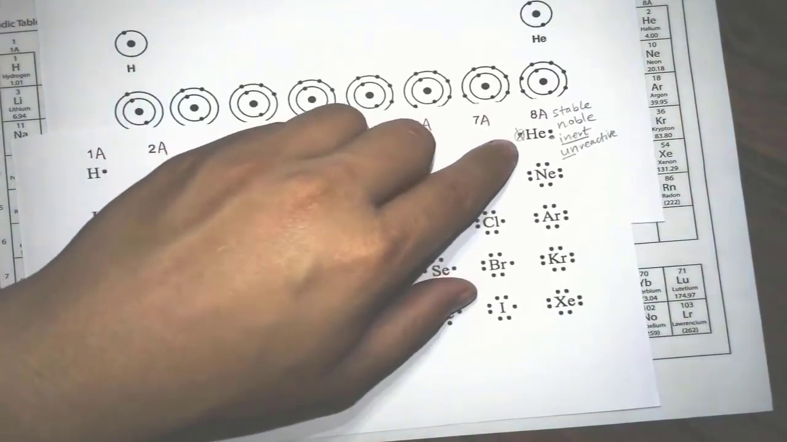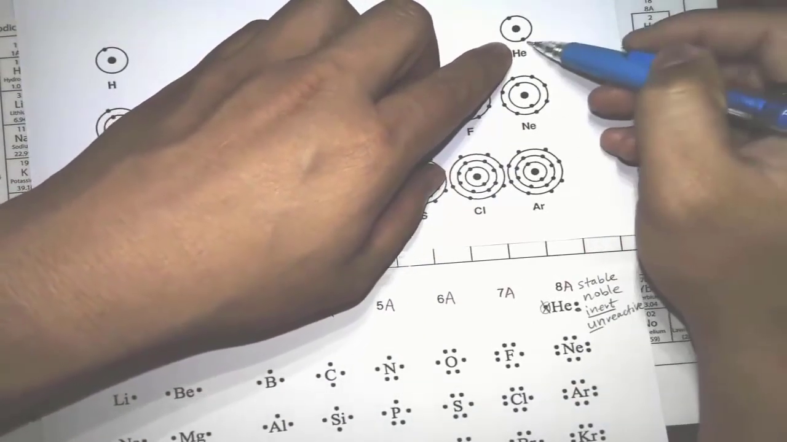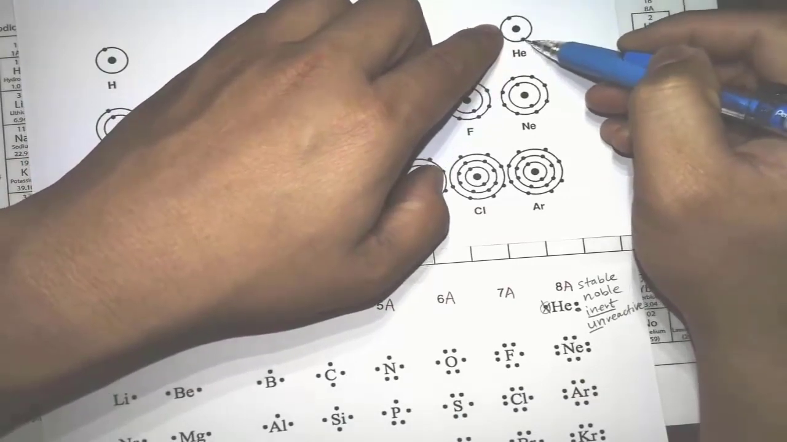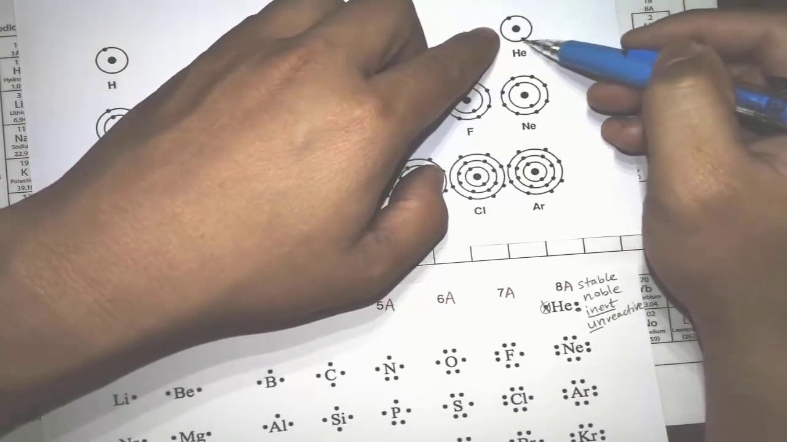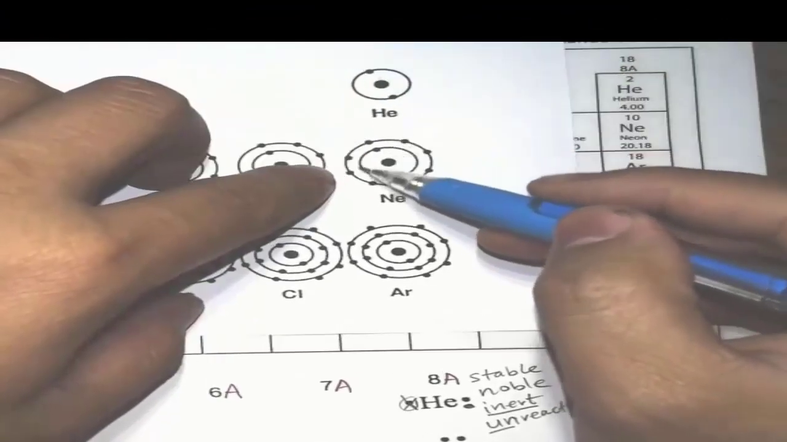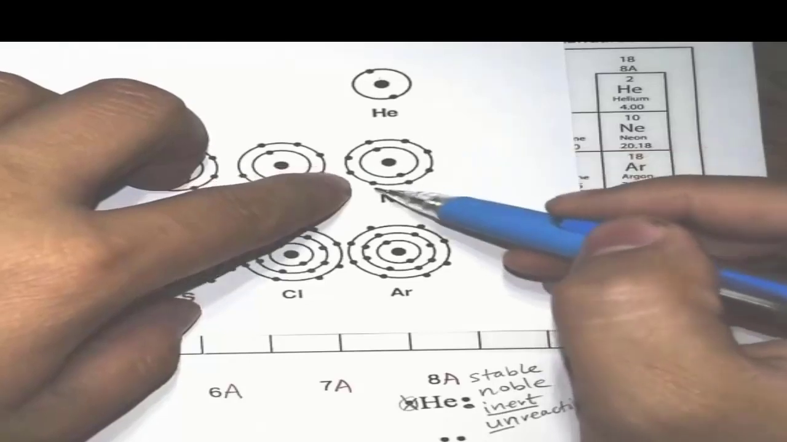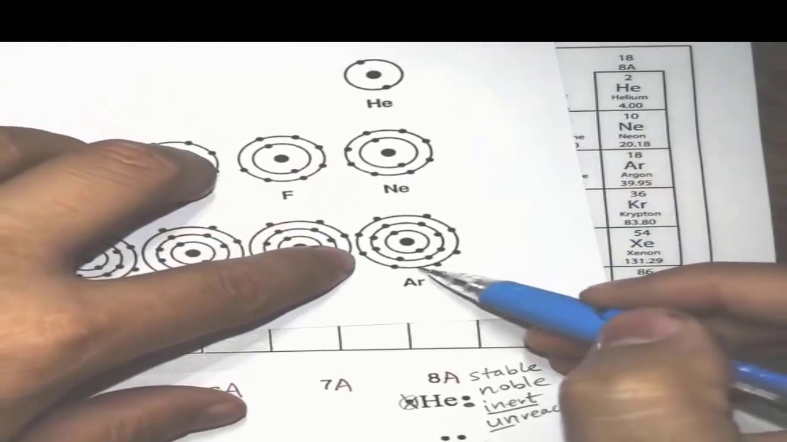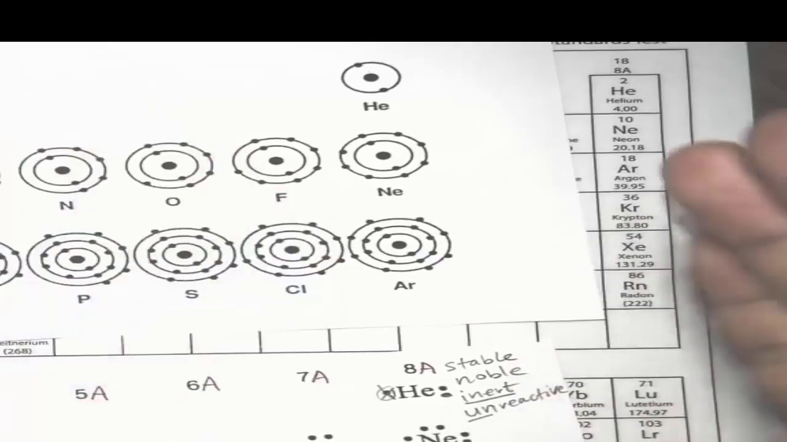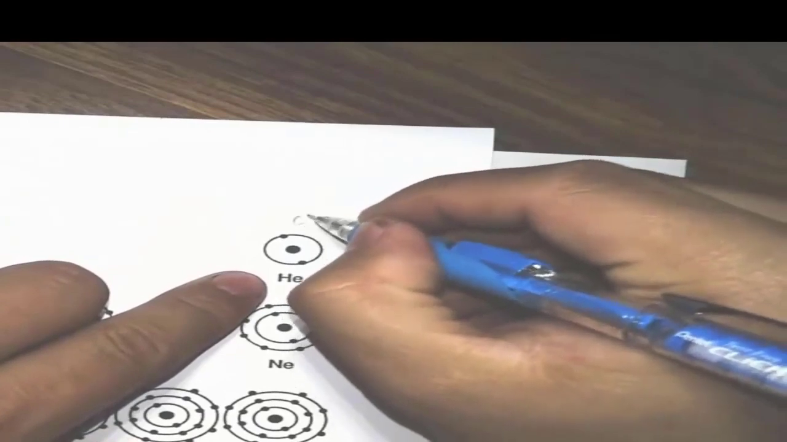First of all, if we look at the valence electrons, notice how the outermost shell is complete. Helium can only have 2, and the first shell can only have 2, so it is complete. The same thing goes for neon. The maximum you can have for the second energy level is 8 valence electrons. And if we look at argon, the maximum you can have on the outermost shell is 8. So basically, they have a complete energy level.